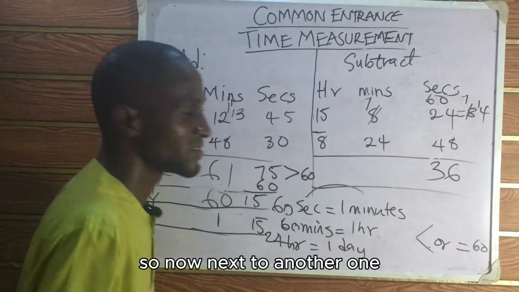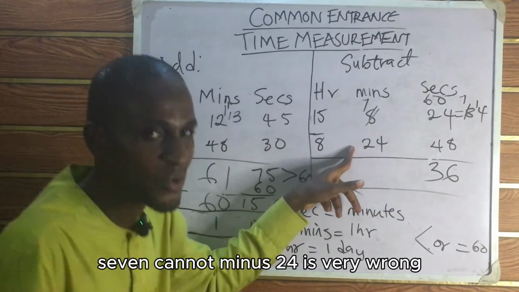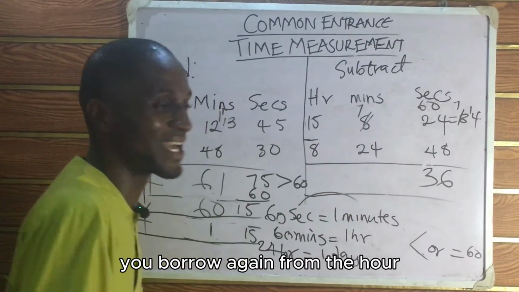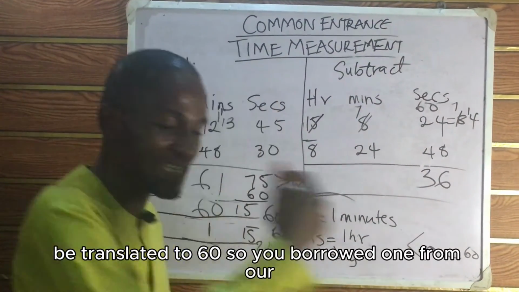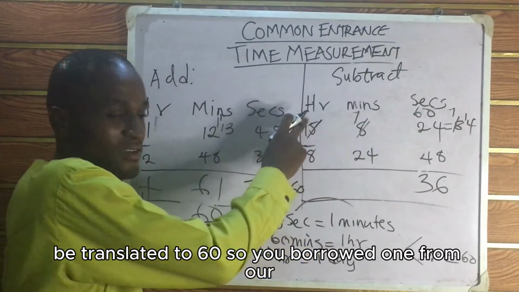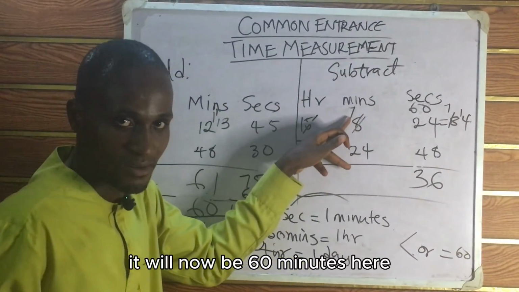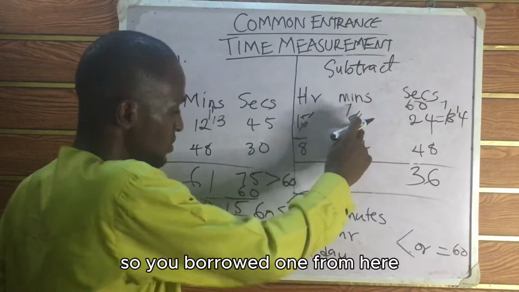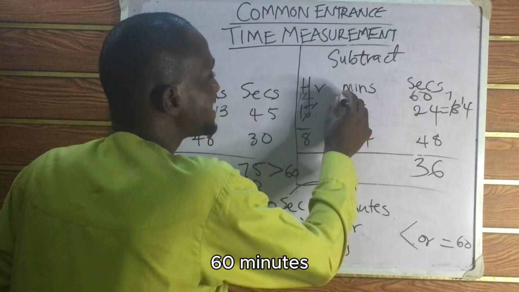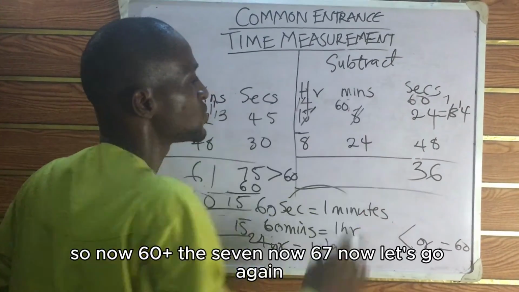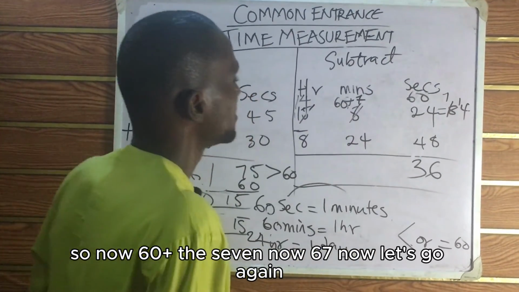So now let's do another one. Now we have units. We have 7 and 24. 7 cannot minus 24. It's very wrong. It can't go. So what do you do? You borrow again from the hour. And I told you anything you borrow is translated to 60. So you borrow the 1 from the hour, it will now be 60 minutes here. So you borrow 1 from here, here is now 14. Now here will be 60 minutes. Are you with me now? So now 60 plus the 7, now 67.